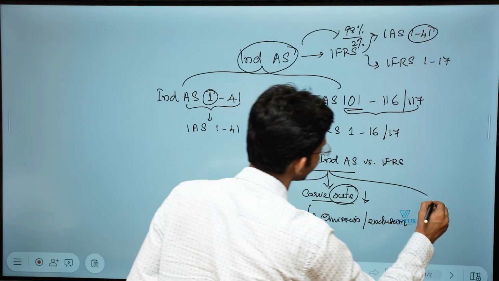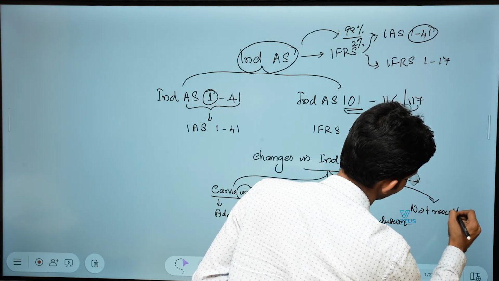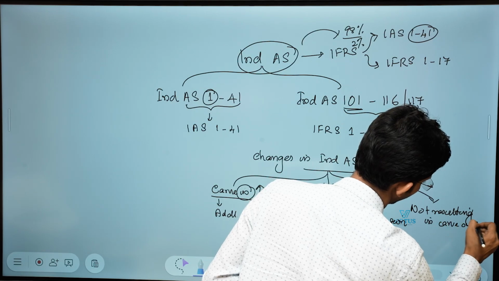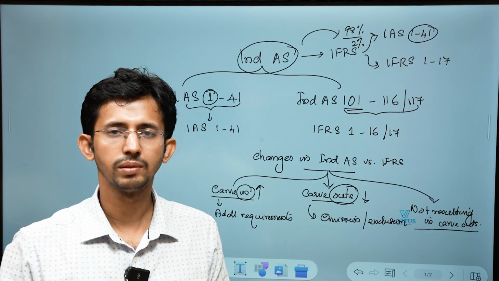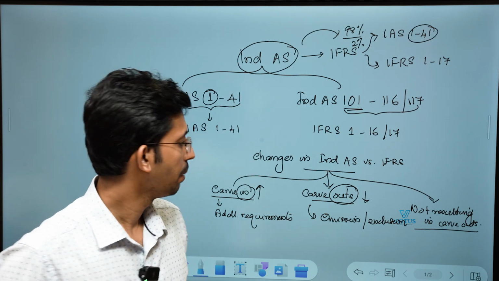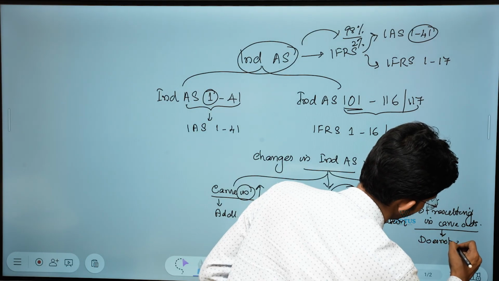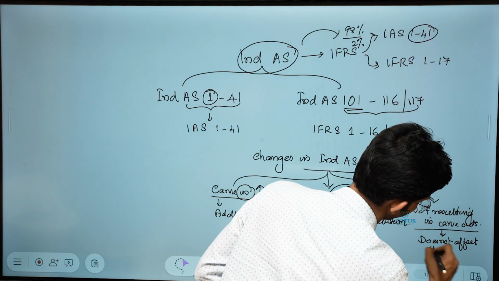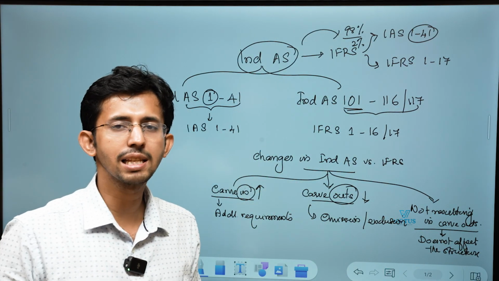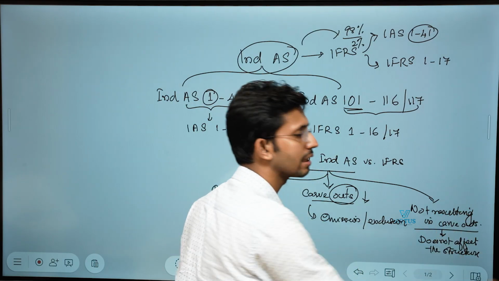Now, there are a few more changes which technically we call as not resulting in carve-out. There are certain omissions, but you don't call it a carve-out. Why? Because it does not affect the structure of the standard. So even with this omission, the structure of the standard remains the same as its international counterpart. So that is the third category, not resulting in carve-outs.